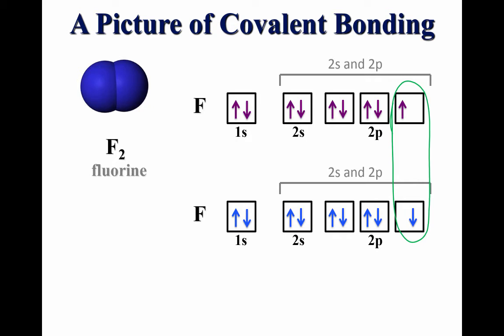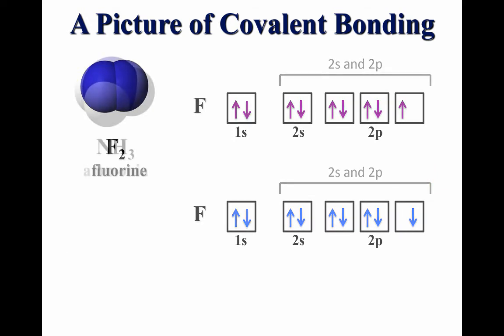This also could be represented with a Lewis dot diagram. So my first fluorine atom has 7 valence electrons, and so does the second one. By sharing this pair of electrons here, they essentially each gain a full octet, and now we've got a stable molecule, represented with the formula F2 for the two fluorines that combine.